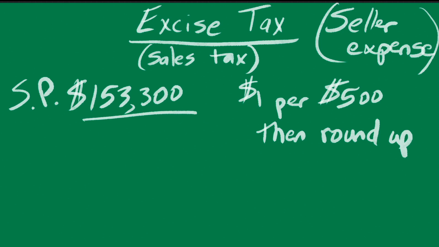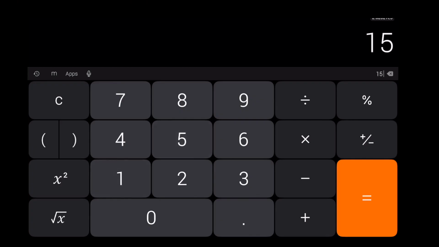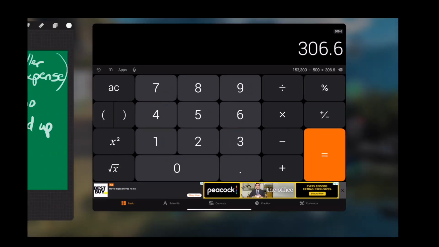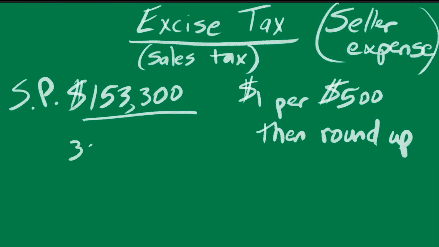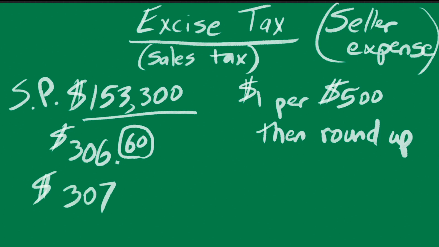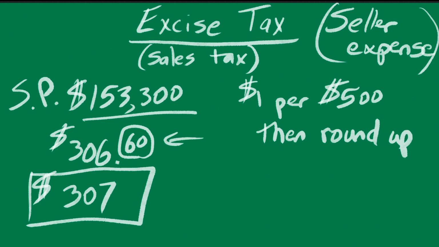$153,300 is our price. That's our sale price. We're going to divide that by $500. That gives us $306.60. That's what I'm talking about. The government wants more than that 60 cents, so the answer to how much would the excise tax be on a sale price of $153,300 is $307 because of this, rounding it up.